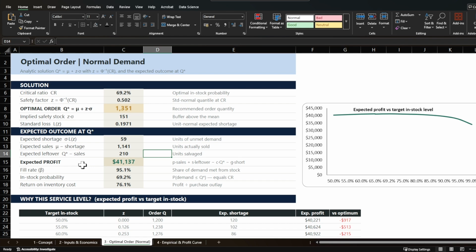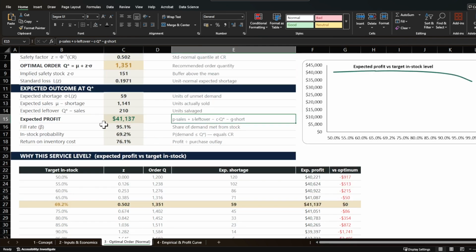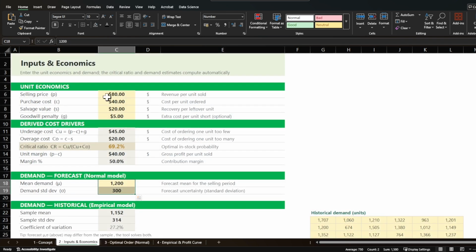So what profit are you going to calculate? It is price multiplied by sales plus salvage multiplied by leftover. I need to subtract the cost of the quantity which I order and subtract the goodwill cost of the short quantity, which is 59 here. Okay, so if you do all of this, you will get an expected profit of 41,137 as per the provided costs.